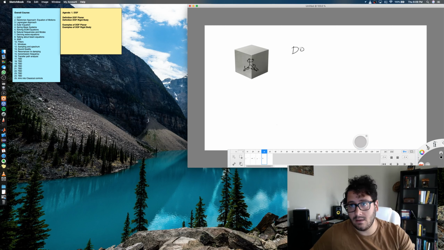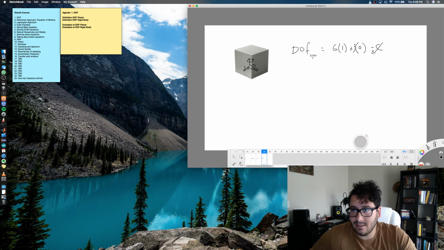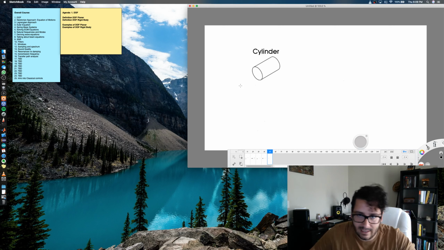So again, my degree of freedom in the system is going to equal 6 times how many rigid bodies? I have 1 rigid body, okay, plus how many planar, right? I have 0 planar, so 3 times 0. And how many constraints? I don't have any constraints, so this is 0. So my degree of freedom in this system is 6.